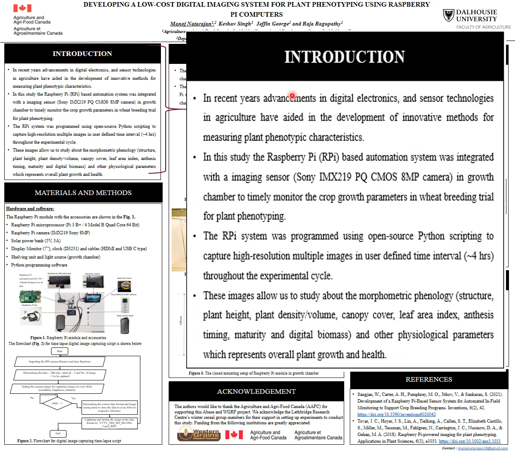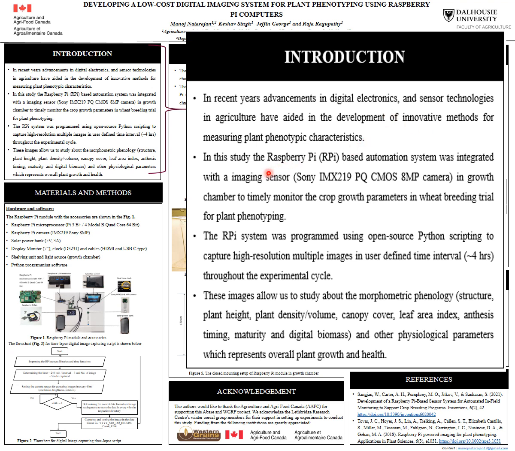Traditionally, phenotyping in plant breeding is time-consuming, labor-intensive, and the database is insufficient to satisfy the needs of plant breeders, which hampers breeding progress. In recent years, advances in digital electronics and sensor technologies in agriculture have aided in the development of innovative methods for measuring plant phenotypic characteristics.